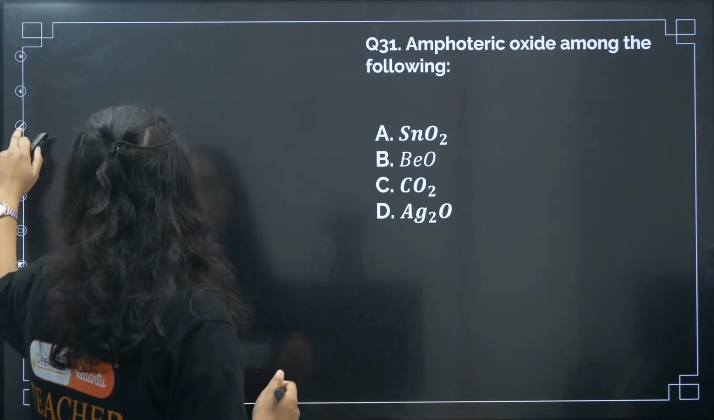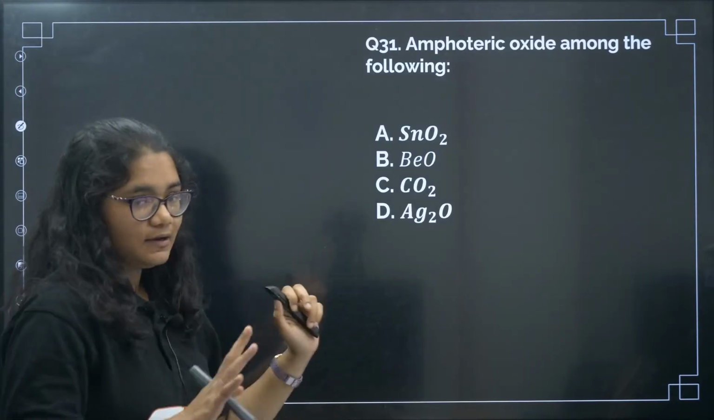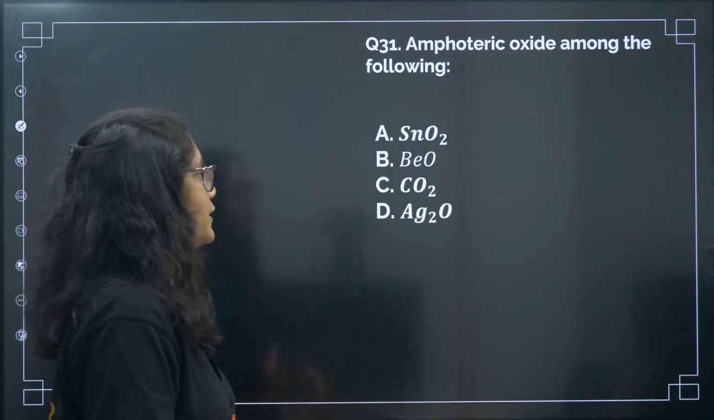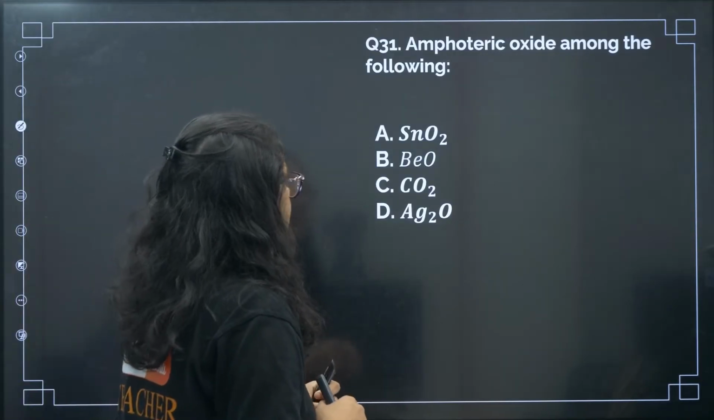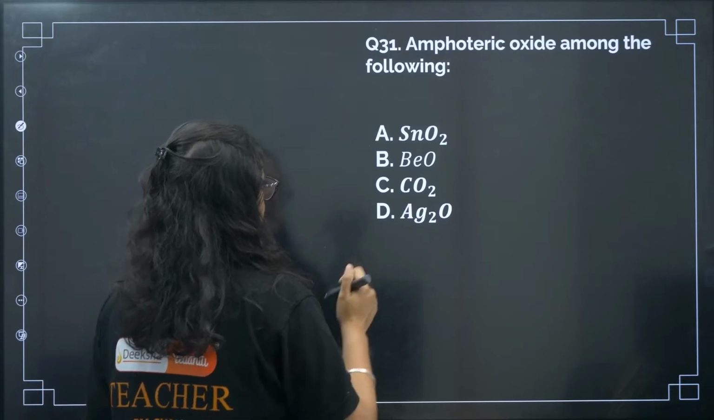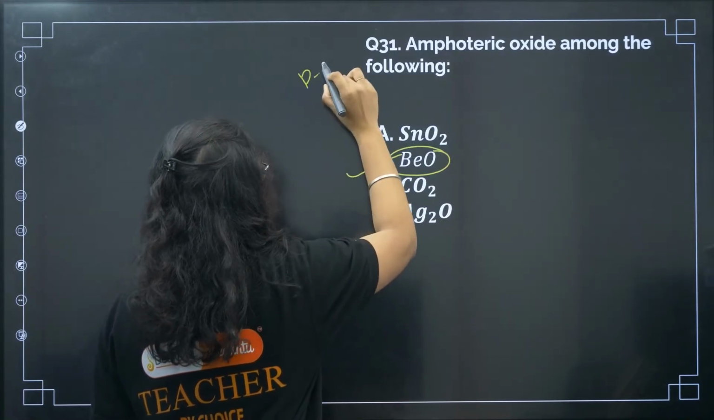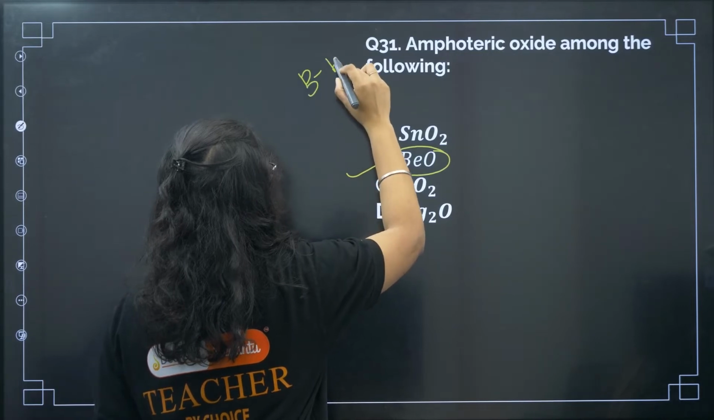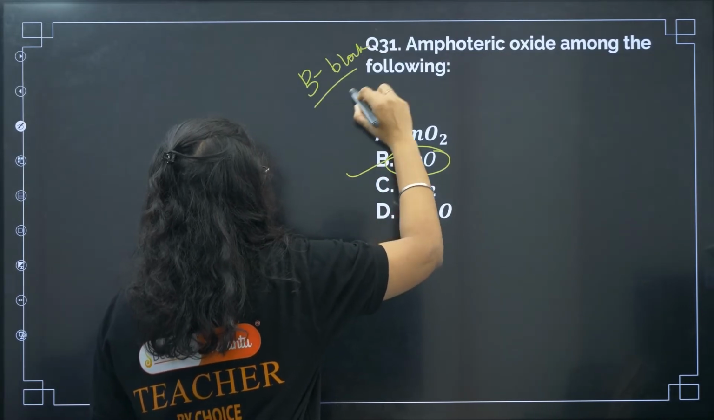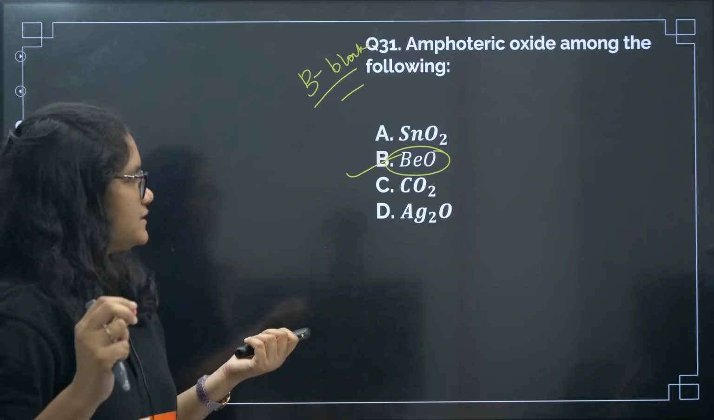So we are now here with question number 31, which is the first question in this video. Amphoteric oxide among the following is, okay, so the answer for this is BeO, beryllium oxide, and this question has come from your S and P block. This is a deleted portion, so you need not study this.